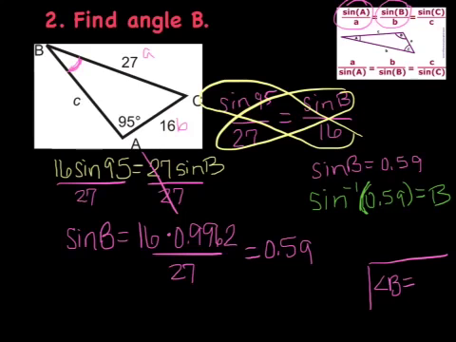Okay, so remember that's when you have to push the shift key to get to inverse sine. So you just punch it into your calculator and you'll end up getting that B equals 36.2 degrees. And so we found an angle. So 36.2 degrees. Pretty cool, huh?